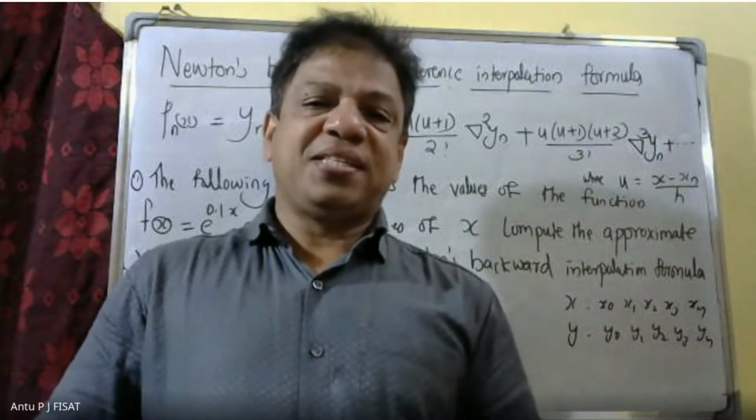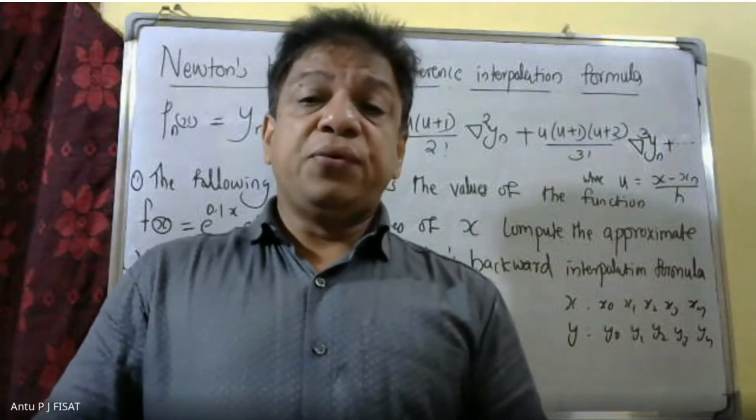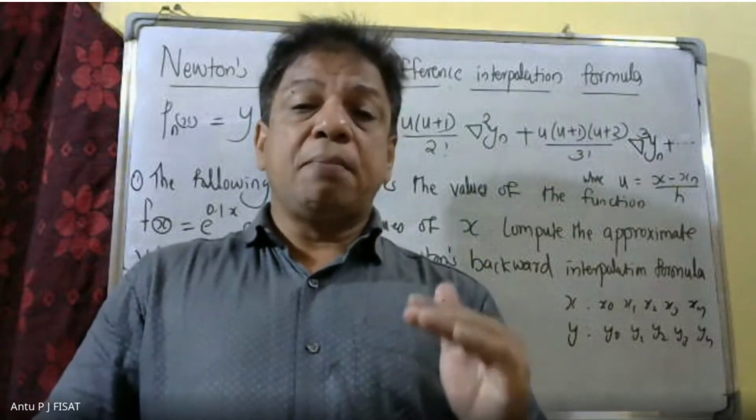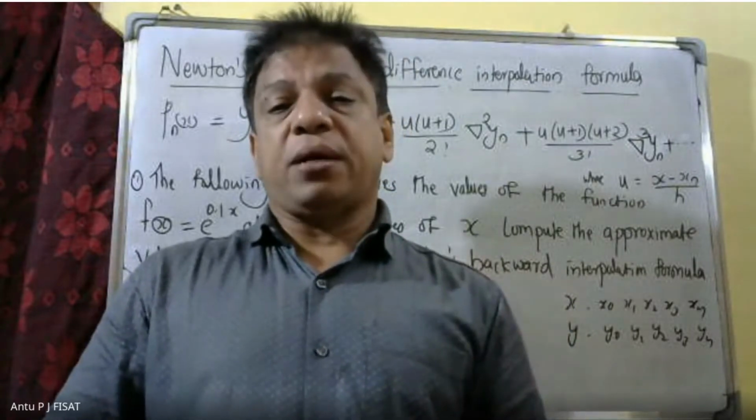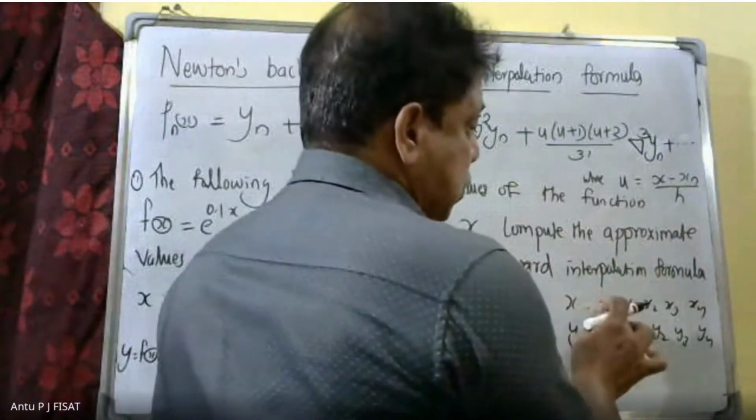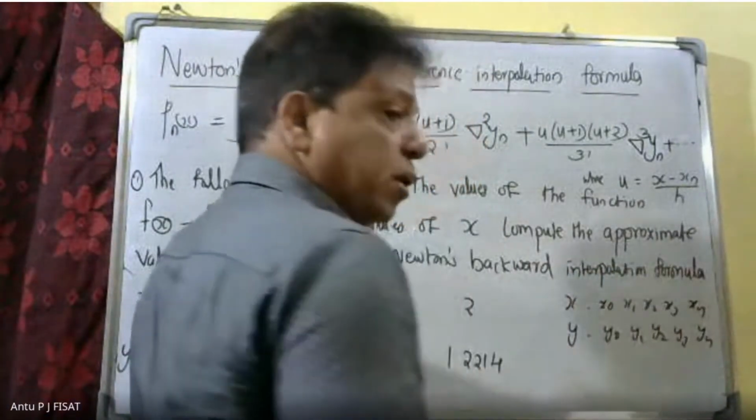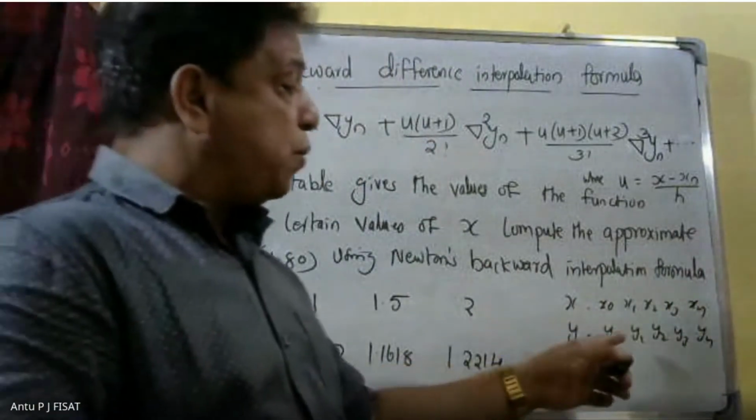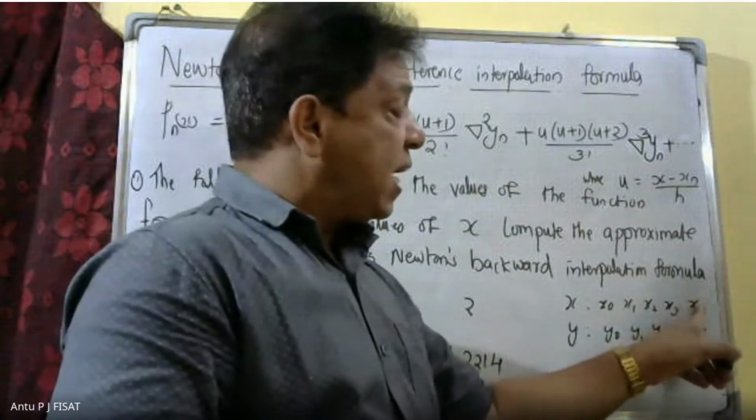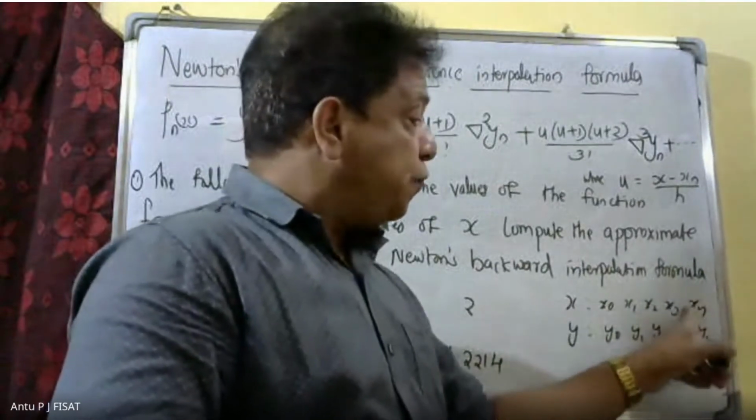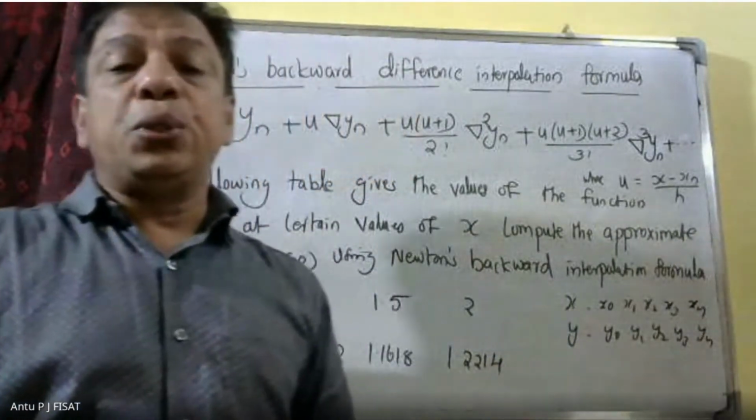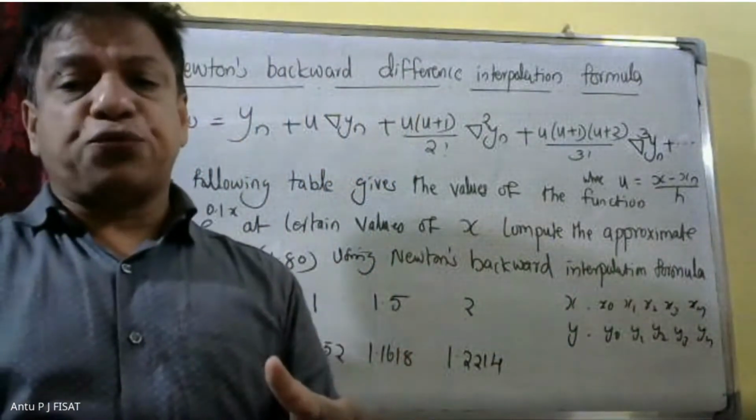Good morning, students. Today, we will discuss another formula in numerical methods, Newton's backward interpolation formula. In this case, when the x values are given, x is equal to x0, x1, x2, x3, x4, then the corresponding y values are y0, y1, y2, y3, y4. In case the x value lies between x3 and x4, we have to find out the corresponding y value. In that case, we use Newton's backward interpolation formula.